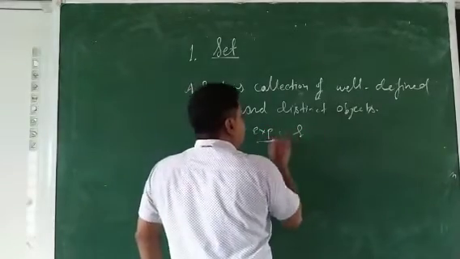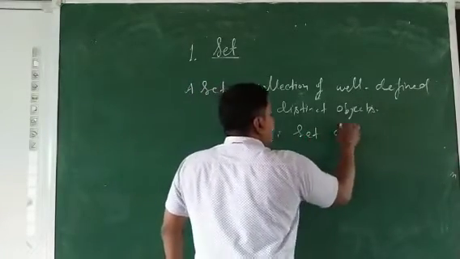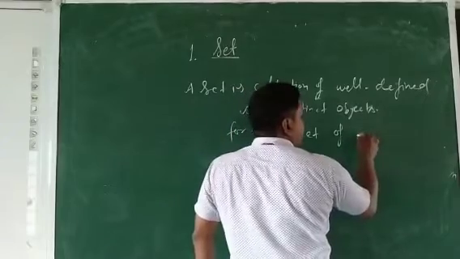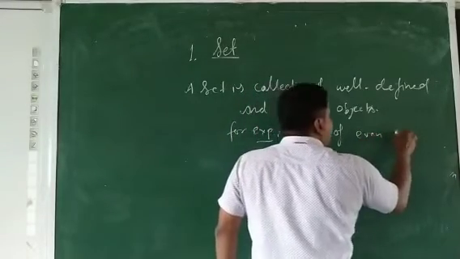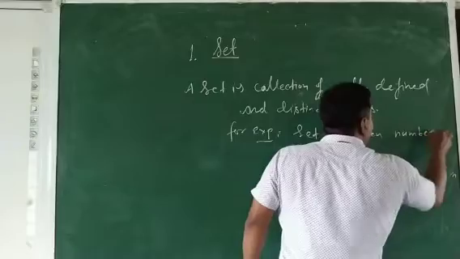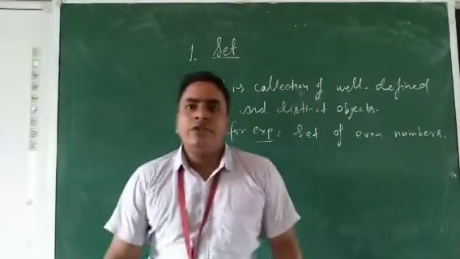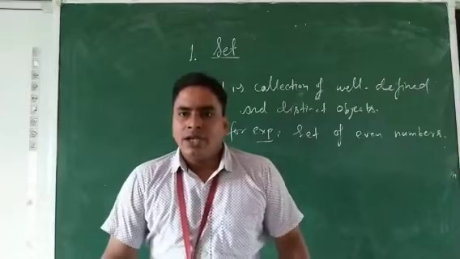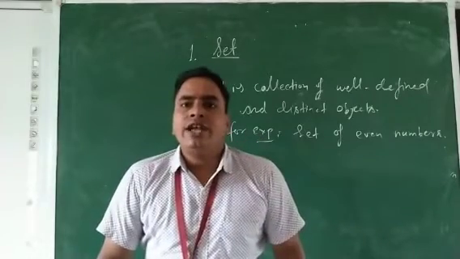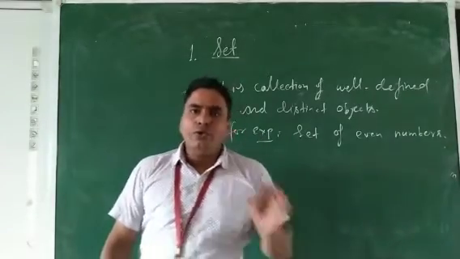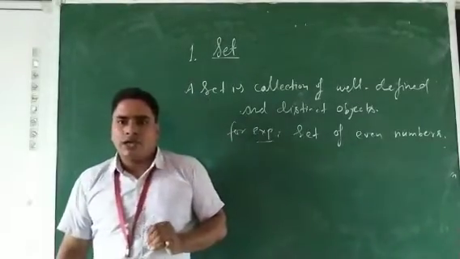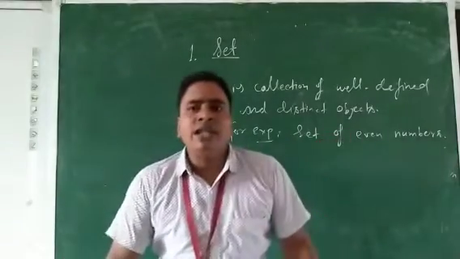set of even numbers. So we know what the even numbers are: those numbers which are divisible by 2. 2, 4, 6, 8 and so on. Clear? So what is the set of even numbers?